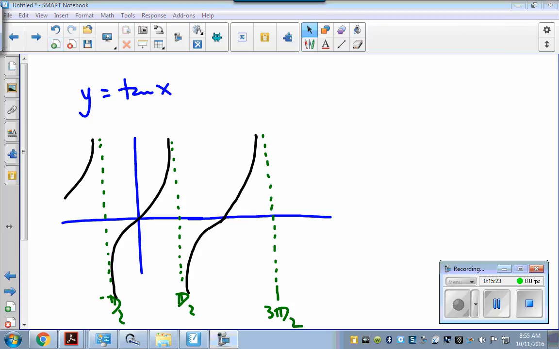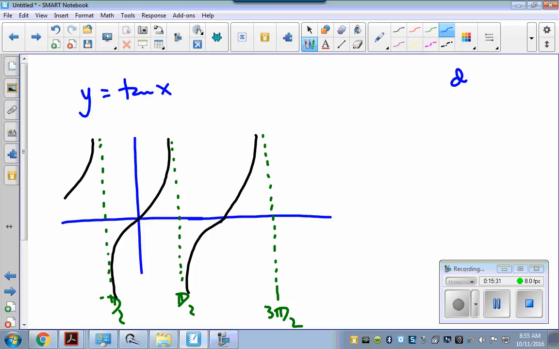Okay, we're back and we're trying to find dy dt. Again, it tells us that for this problem, just like the previous problem, dx dt is given as 2 centimeters per second, and our task is to find dy dt at various times when x is equal to negative pi over 3.